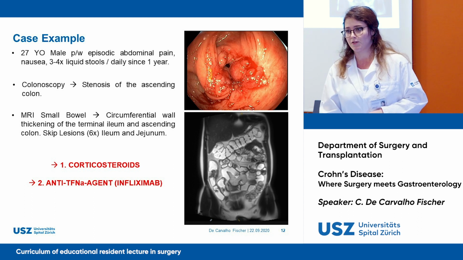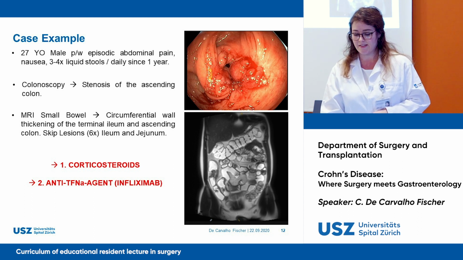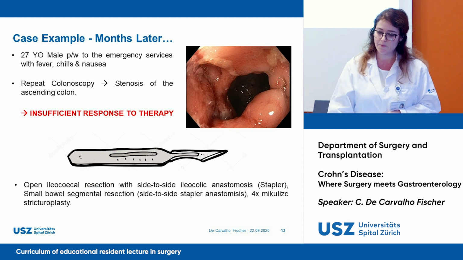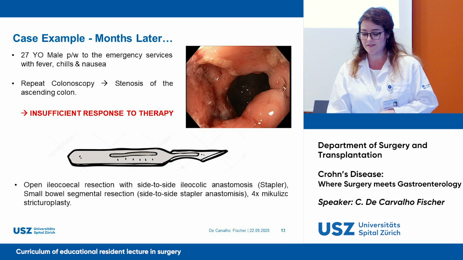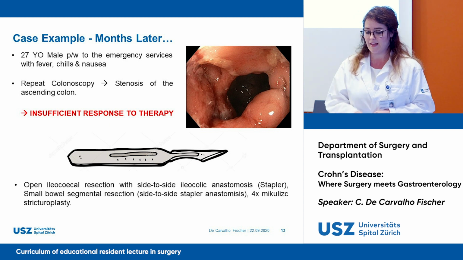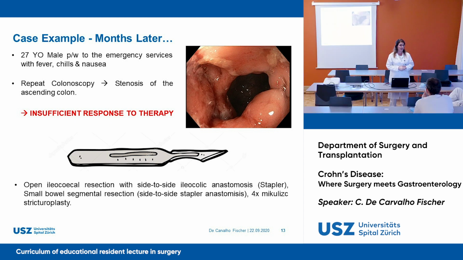So we treated him with corticosteroids, and at a later date, he got an anti-TNF-alpha agent, infliximab. Months later, he presents to the emergency services with fevers, chills, and nausea. We perform a repeat colonoscopy. It still shows us the stenosis in the ascending colon. We determine, along with that and other results, that he has had an insufficient response to therapy, and he gets planned for surgery. He receives an ileocecal resection with side-to-side ileocolic anastomosis, small bowel segmental resection, and strictureplasty.